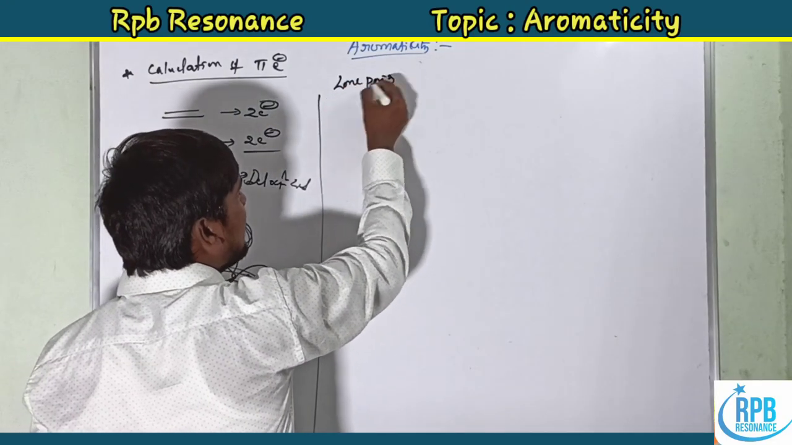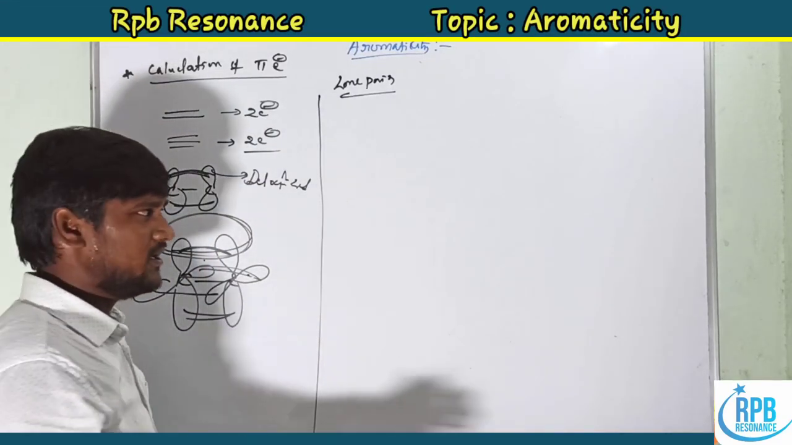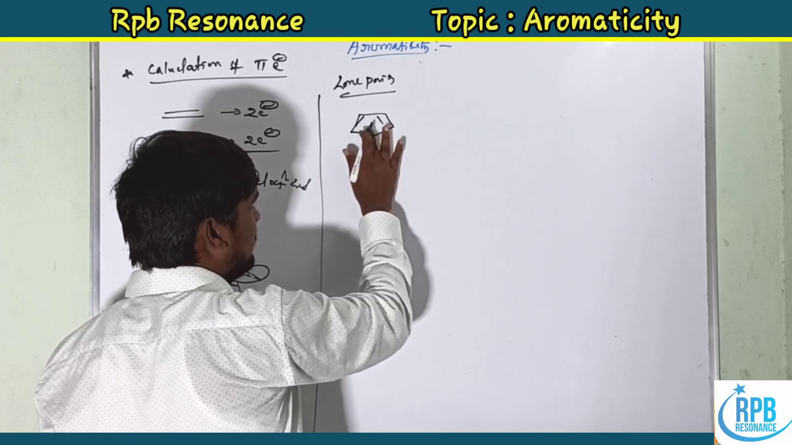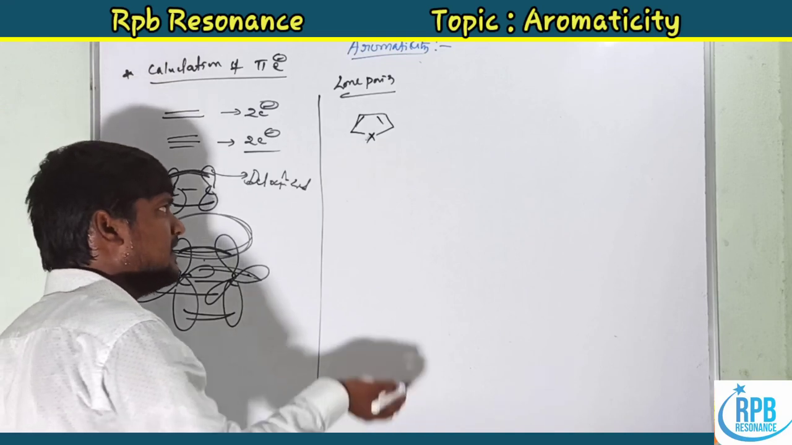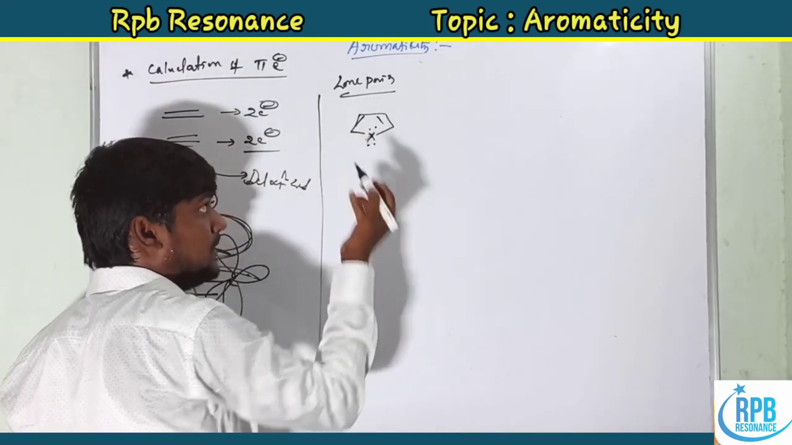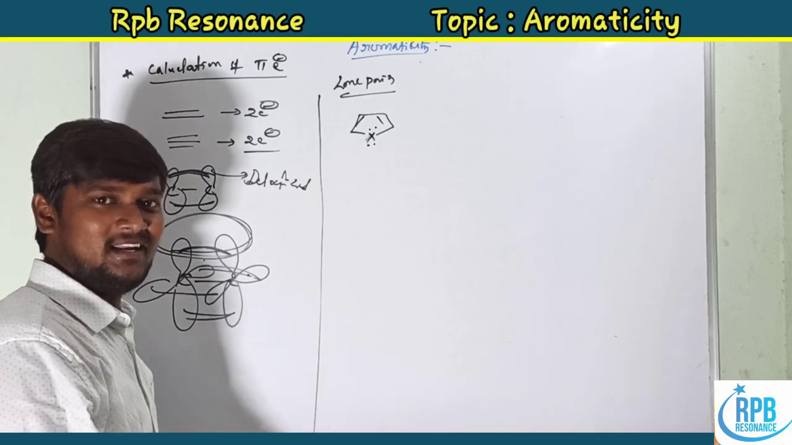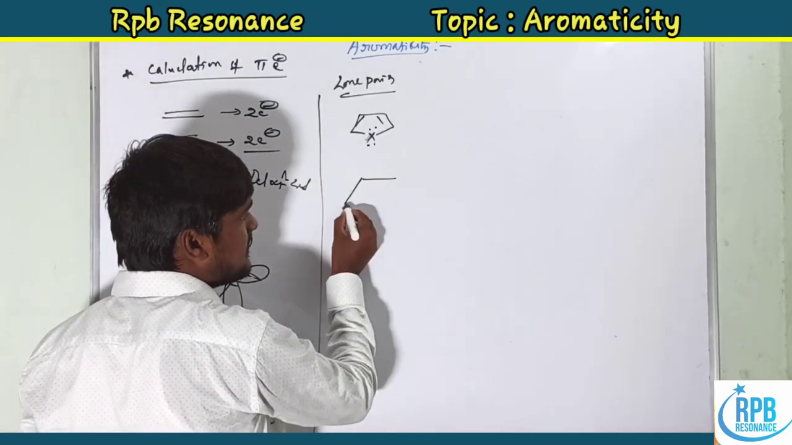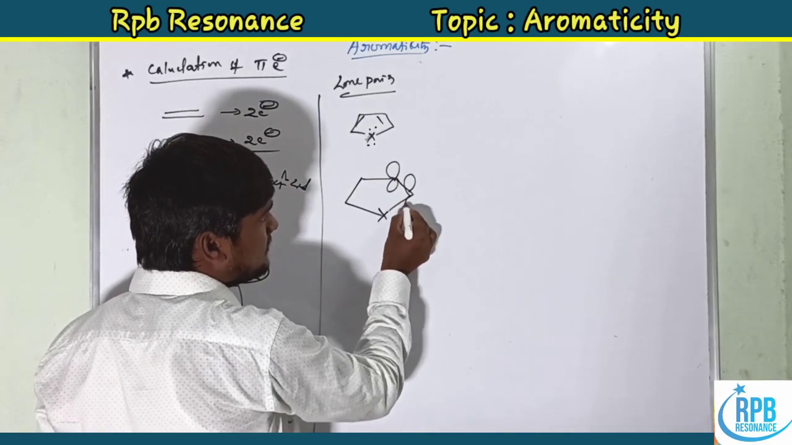Now another case, lone pairs calculation. Many of the students suffer with this type of lone pair calculation. Now I'll give a very simple example. Let us assume here it is an atom, not oxygen, one electronegative atom which has more than one lone pair. Let us assume two lone pairs are there. So how many lone pairs are calculated in the pi electrons? All atoms have their pi electrons.